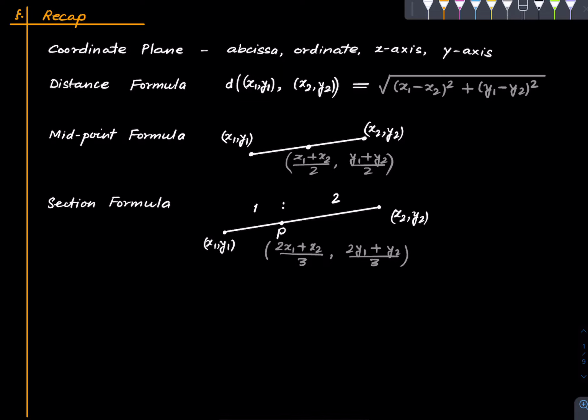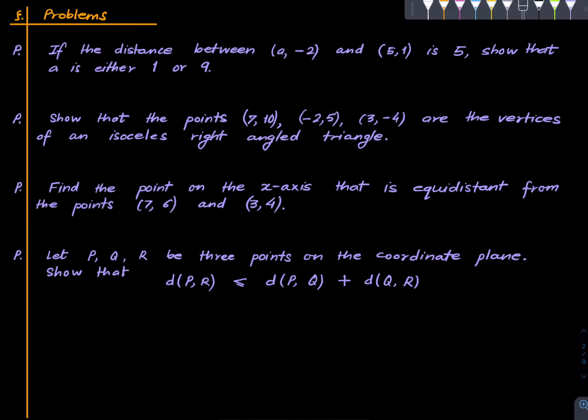And in general, if it is 1:2 lambda, then you can see what to write here. Or if it were a is to b, then it would be b times x1 plus a times x2 divided by a plus b, and similarly for this part. So the section formula is a generalization of the midpoint formula. All right. So this lecture will be about the centroid of a triangle and an application to trigonometry. And here are some problems for practice.